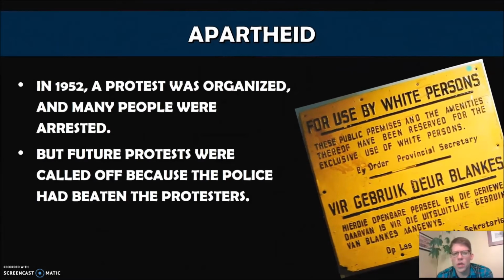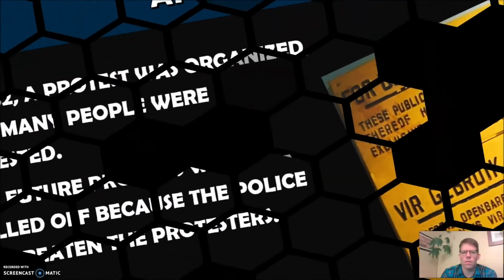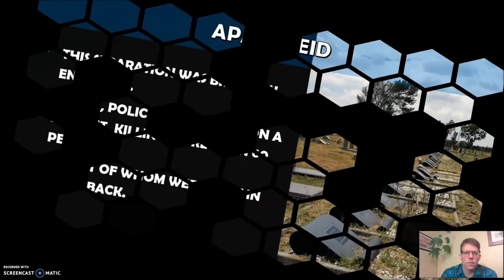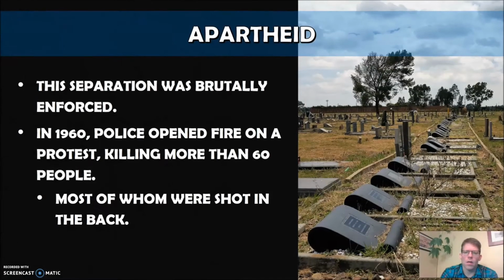In 1952, a protest was organized and many people were arrested. The police beat the protesters, which discouraged a lot of future protests. This kind of started a pattern of the separation being brutally enforced. In 1960, police opened fire on a protest, killing more than 60 people. Most of them were shot in the back.